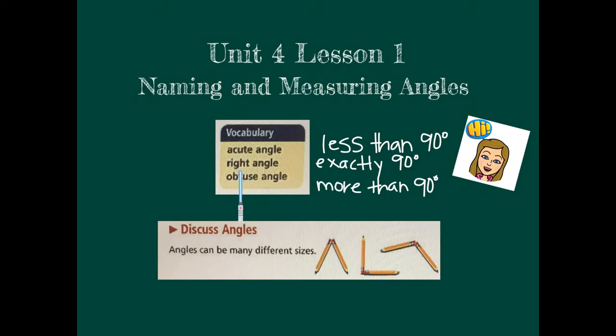Right angles are always exactly 90 degrees, which looks like this one here, where we have a right angle, but the other leg could be facing the other way as well. And then obtuse angles have to be more than 90 degrees, but less than 180 degrees. When you reach that 180 degrees, that would look like one straight line, and that's something we actually call a straight angle.